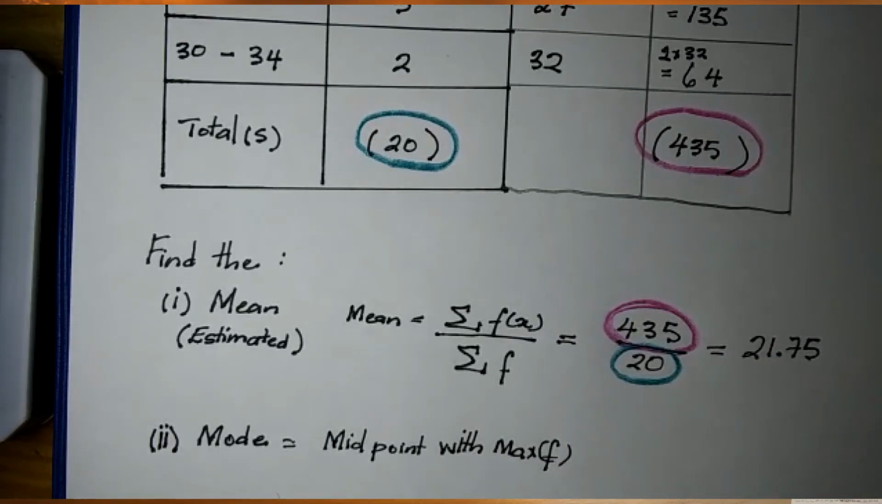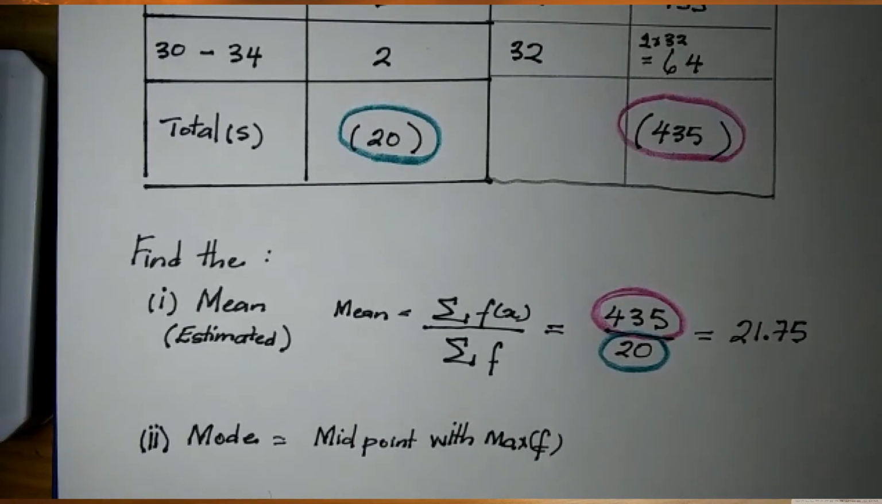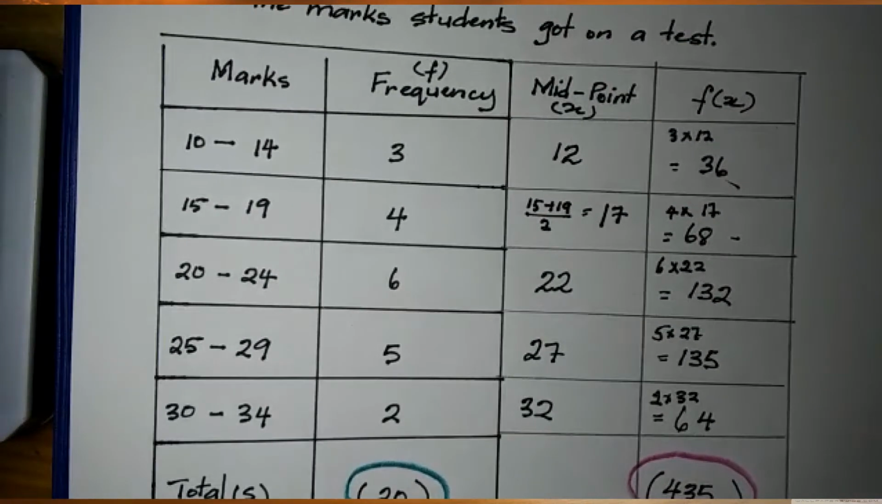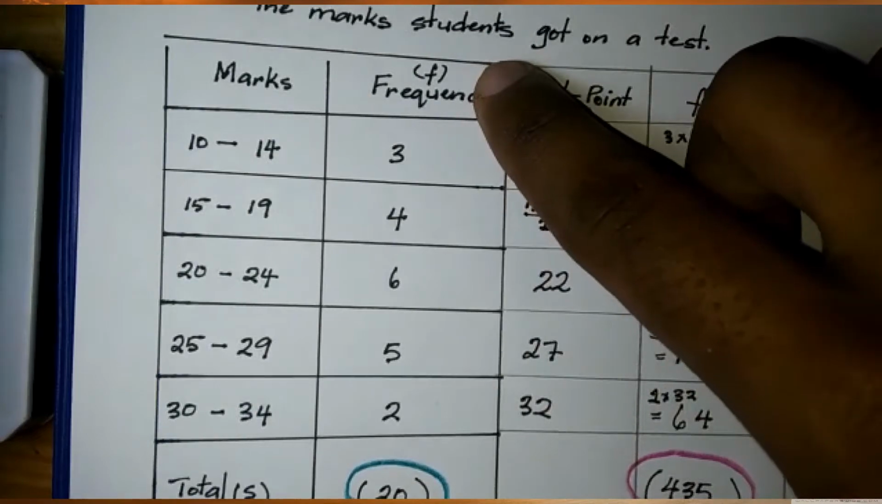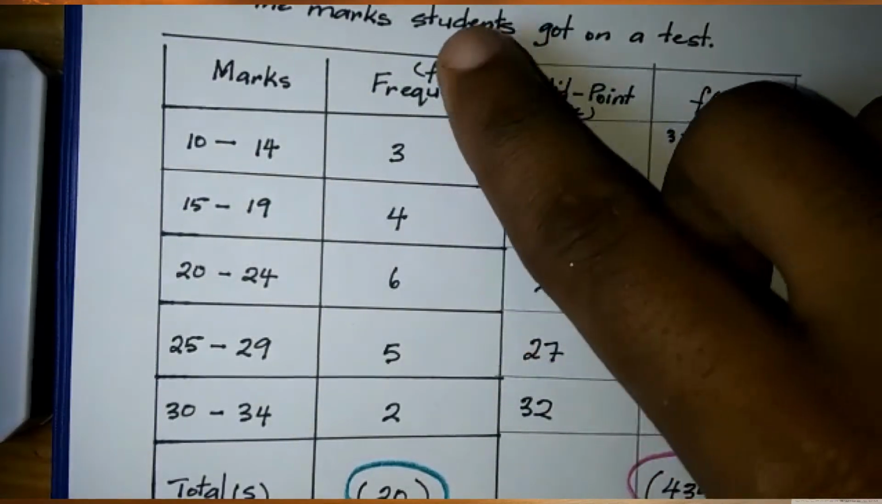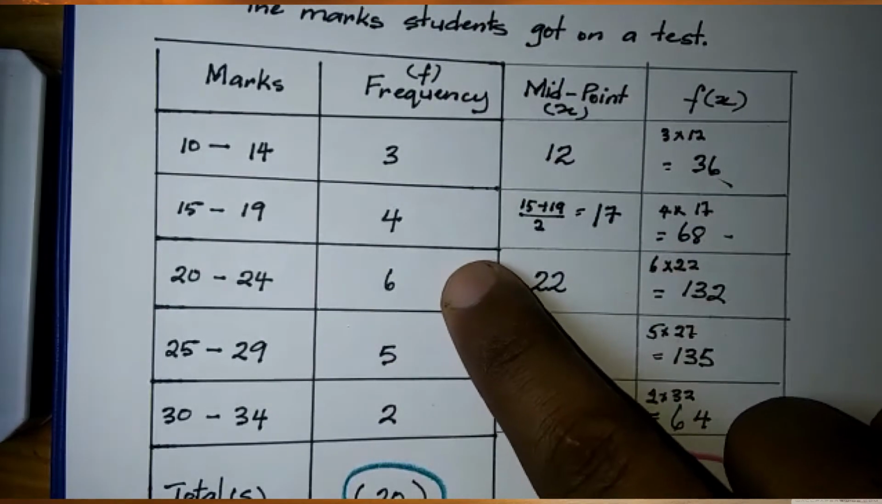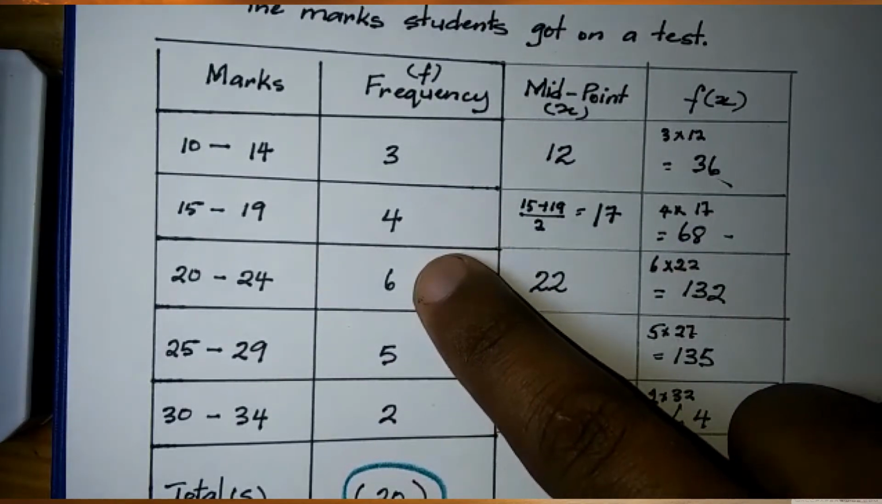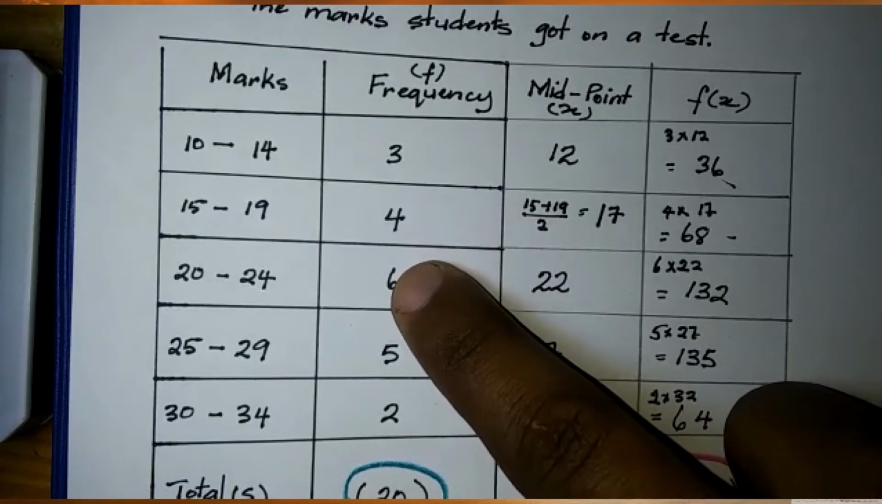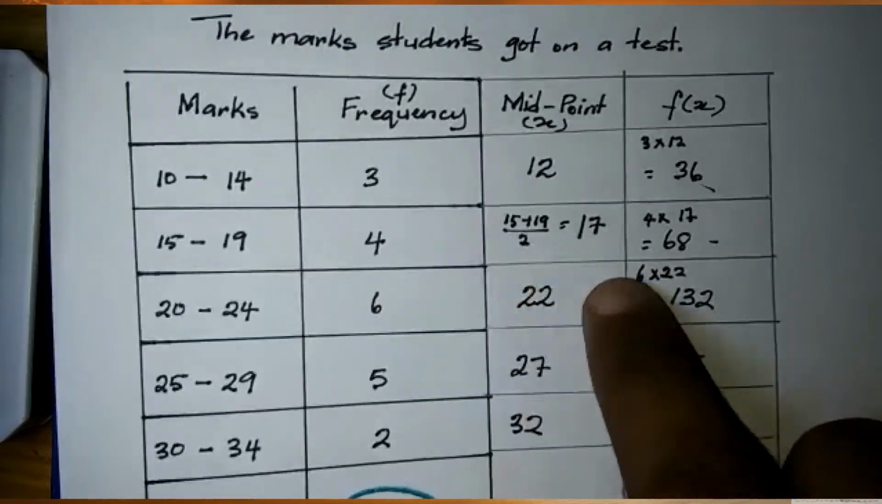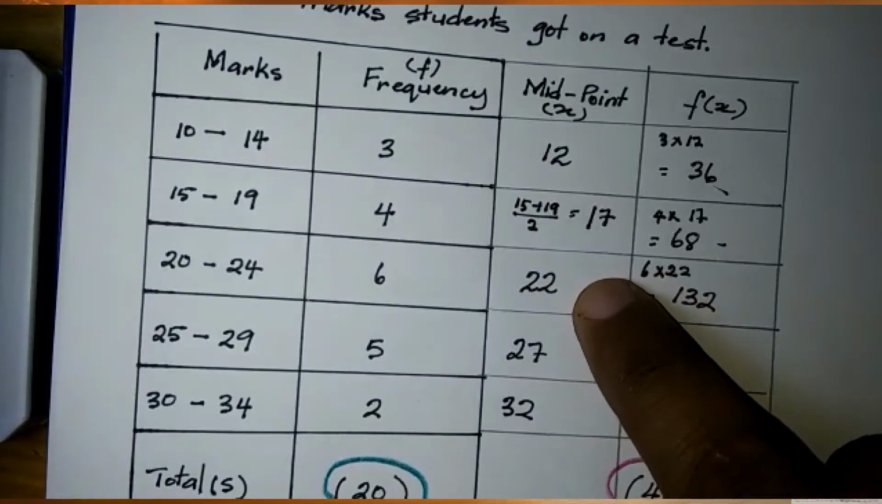So a lot of students make this mistake, right? They look through it and say, well, it means the highest frequency, alright? So 3 are the little one, 2 little 2, 4 little 2, 5 little 2, 6 are the biggest. So 6 must be the mode. Wrong. 6 is the highest frequency, but the mode is the midpoint with the highest frequency.